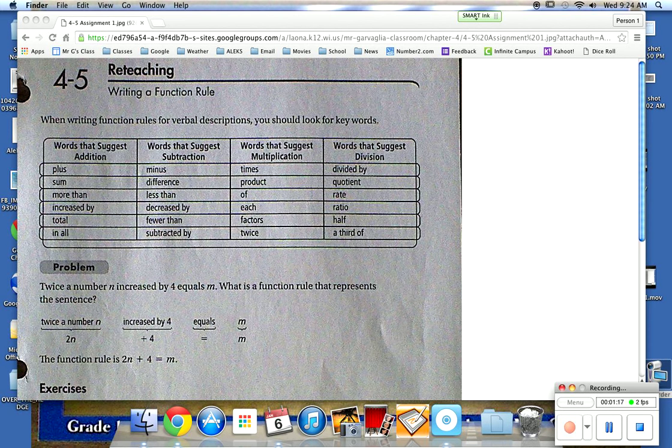Rate, ratio, half, a third of, or a fifth of, or a sixth of, or a seventh of. Those are division. If I'm going to take a half of something, I cut it and divide it by 2, right? If I'm going to take a third of something, I'm going to divide it by 3. All right.